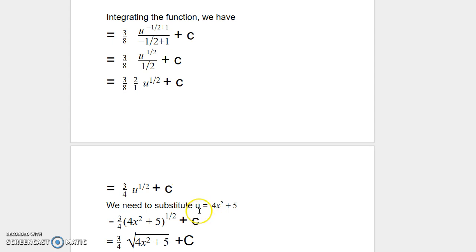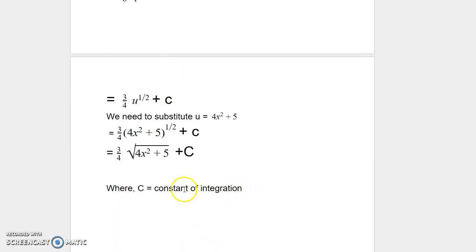But we know that u is equal to 4x squared plus 5. So wherever we see u, we're going to substitute 4x squared plus 5. Therefore, we can write this as 3 over 4, 4x squared plus 5, the whole thing raised to the power of 1 half plus c. We can also convert the exponential term into radical terms, as shown here: 3 over 4 square root of 4x squared plus 5 plus c, where c is a constant of integration.